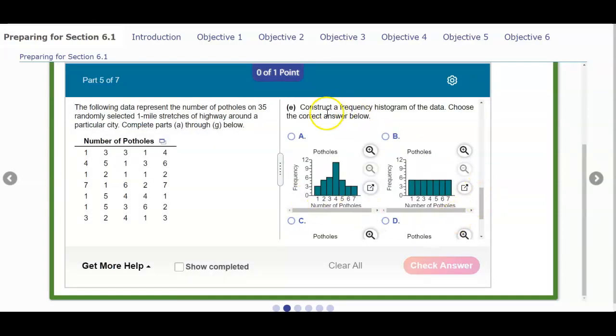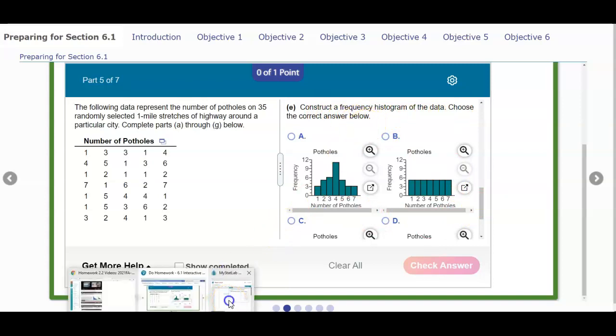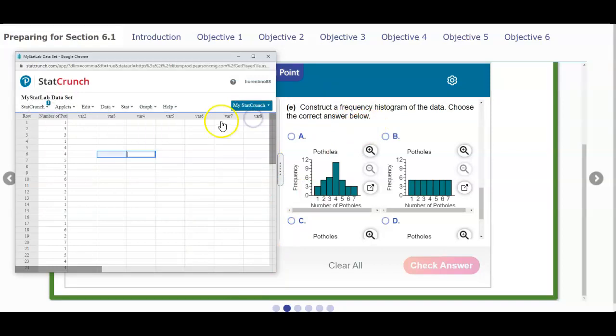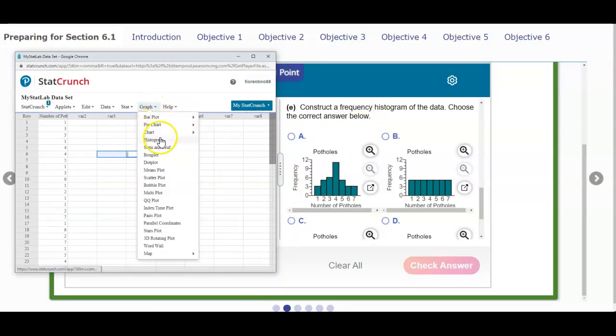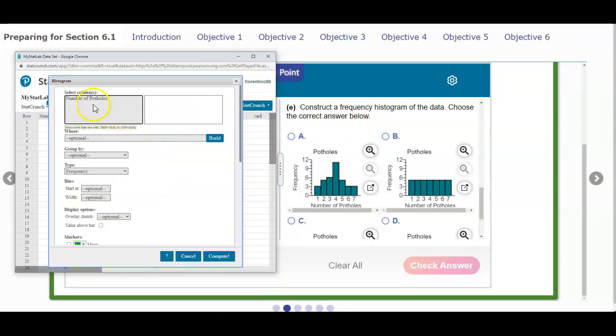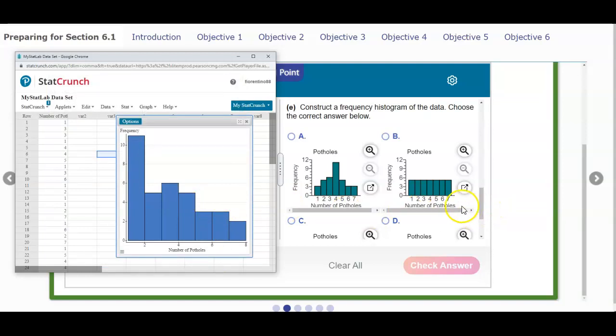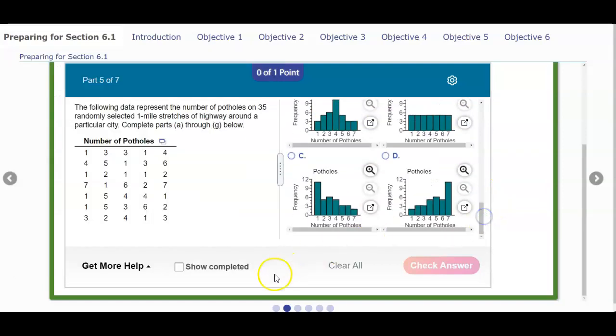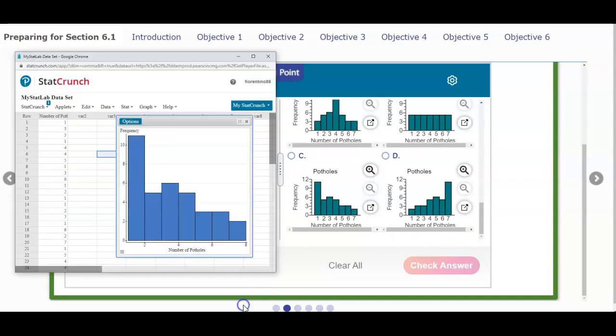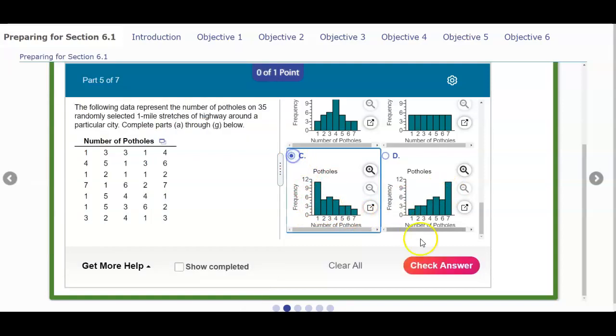Okay, and now it says construct a frequency histogram of the data and then choose the correct answer below. So we're going to come back over here, and now we're going to go to Graph, and then we're going to choose Histogram, the number of potholes, and we want the frequency. So let's go ahead and select Compute. So which one does this represent? Well, it does not represent A or B. So now let's take a look at C or D. Well, it looks like it matches C, so there's our result.